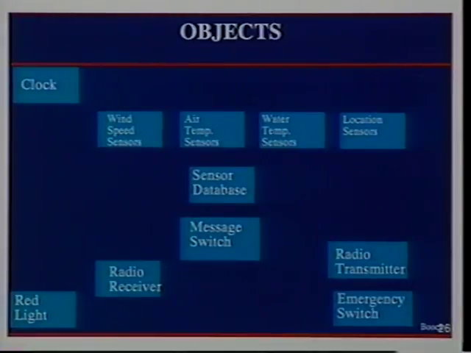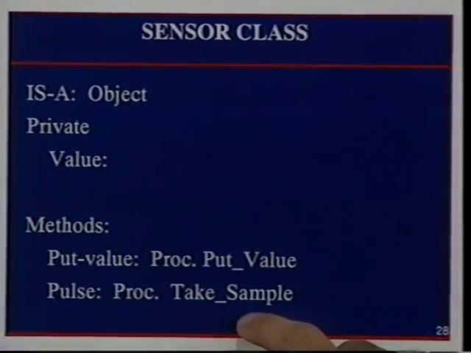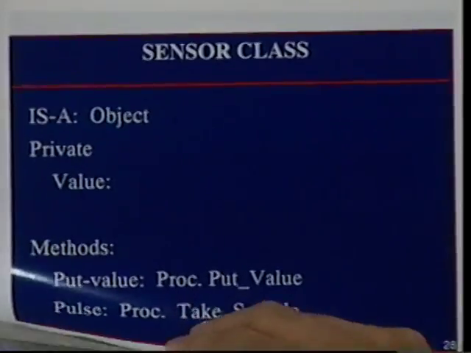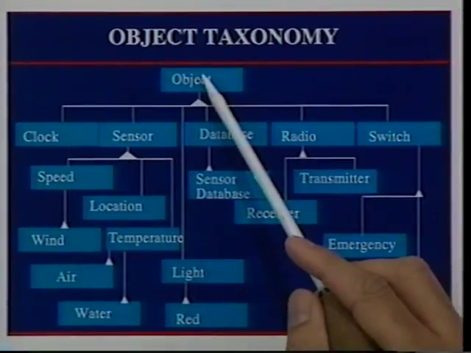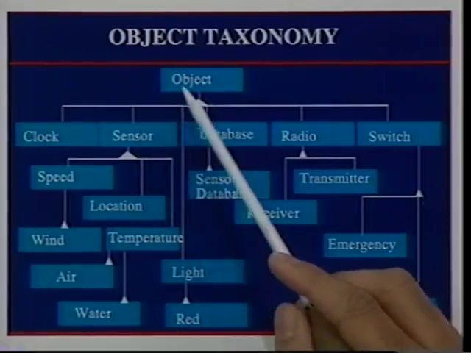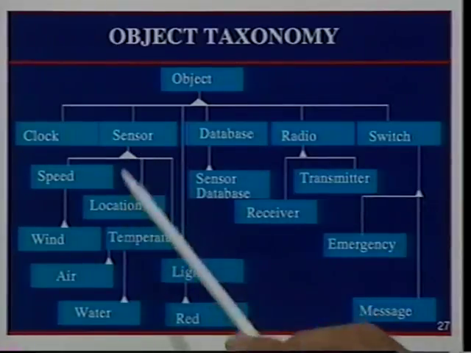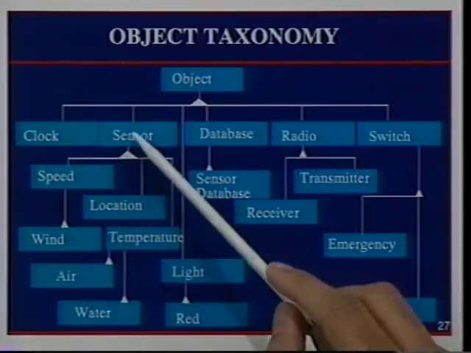So, I look at these common behaviors and common structure, and then I generate an object which I call the sensor class. Now, the sensor class, if you look into the taxonomy here, is a subclass of this object. The sensor object is a subclass of this object, and the speed sensor is a subclass of sensor, the location sensor or the temperature sensor. All of them have very similar features around here. So, that is why I developed these sensor objects.